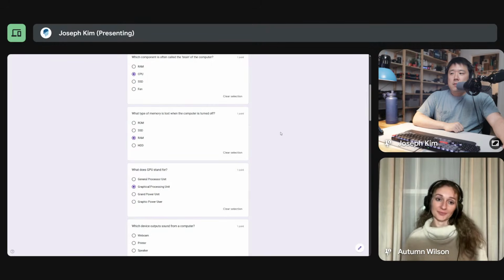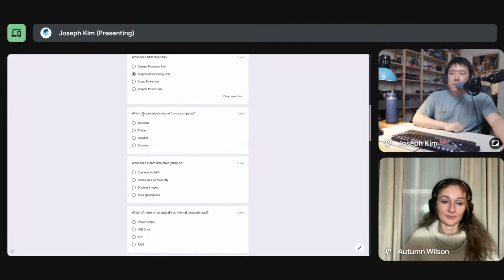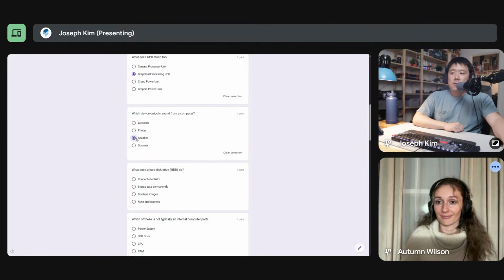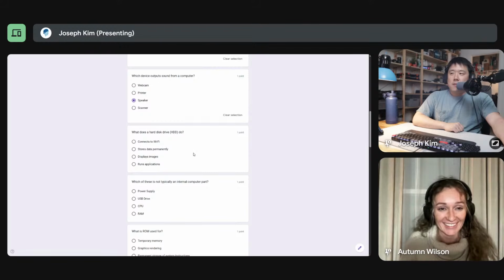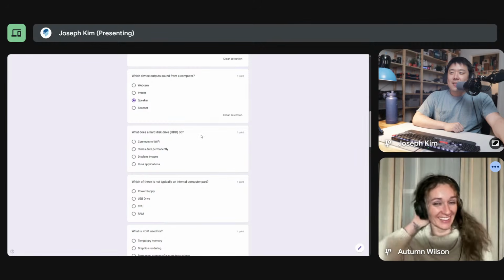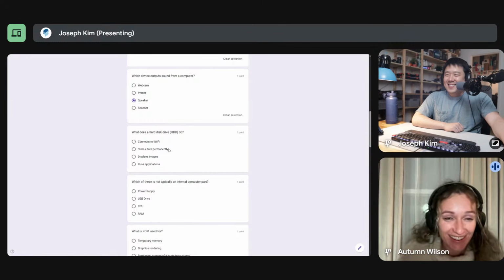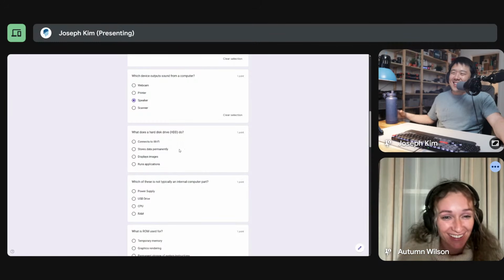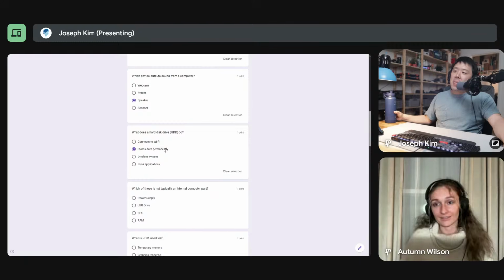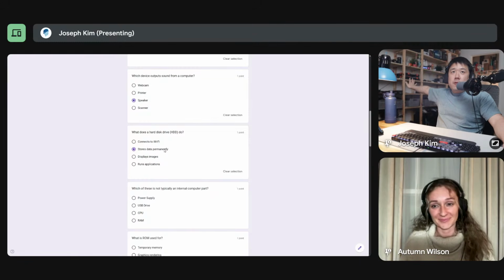Gotcha. All right. Next one, you already got the correct answer. Let's move on to: which device outputs sound from your computer? Speaker. Good choice. I think that's self-explanatory. What does a hard disk drive do? You just told me this. Good. We're learning. If I get this wrong, this looks bad. Stores data permanently. Yep. So it's just a different type of storage device where you can store things on a shelf.